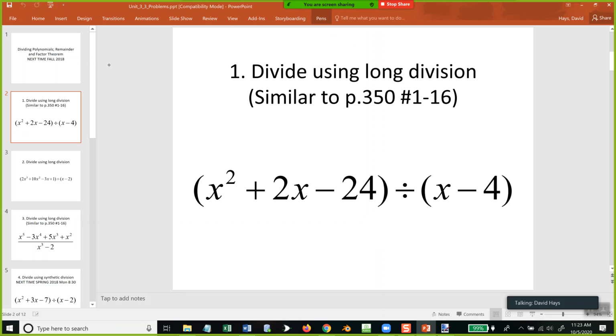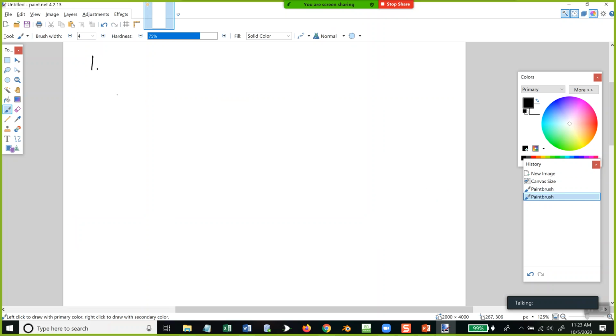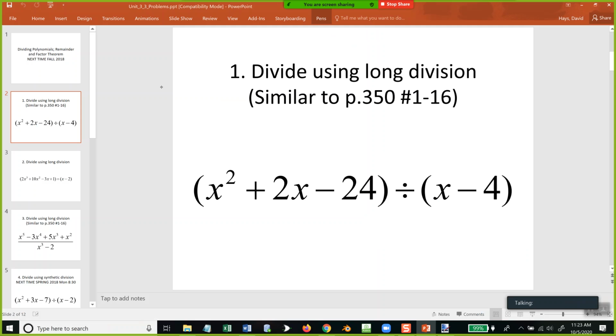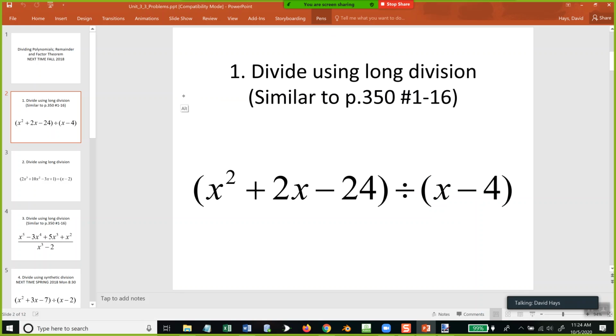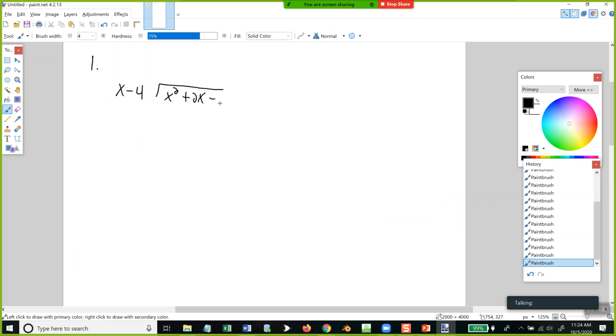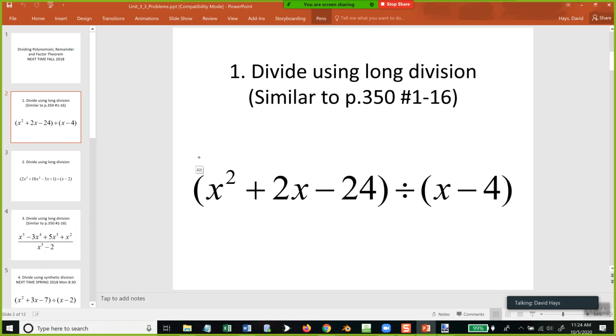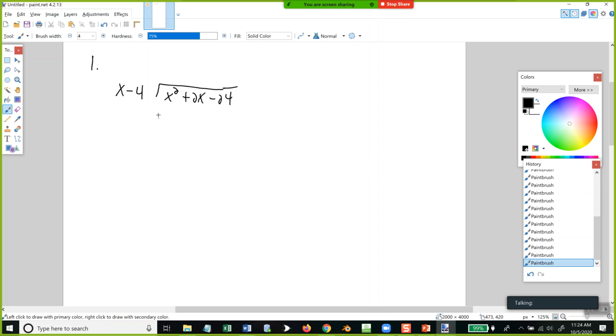Okay, divide using long division. So we got x minus 4, x squared plus 2x minus 24. Now with long division, you look at first term of each. So I'm going to look at the x and I'll look at the x squared. And you ask yourself, what times x gives you x squared? That'd be x. Now, whatever you put up on top here, you're going to multiply by what's out in front.